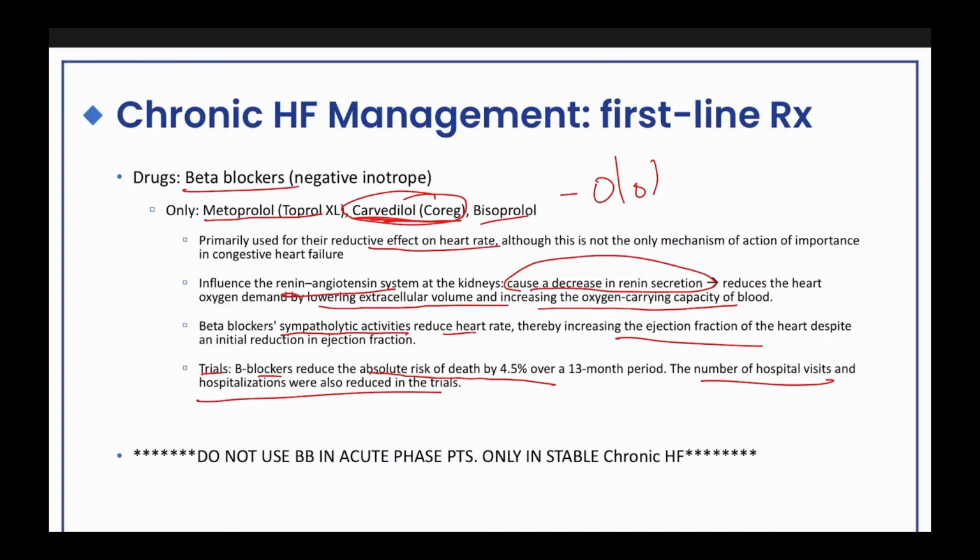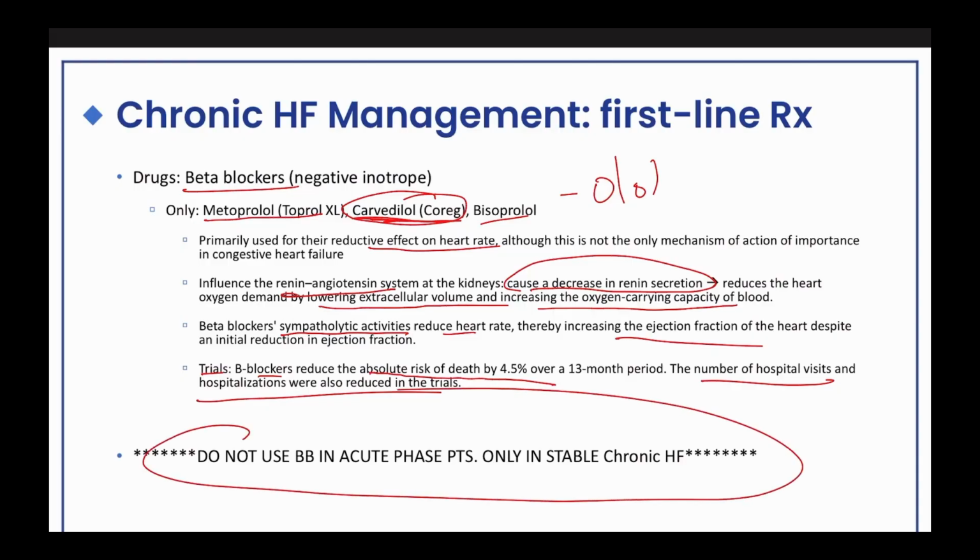So they help with chronic heart failure. This is important. Do not use beta blockers in the acute phase patient, only with the chronic. So remember, we have that mnemonic for acute exacerbation of CHF. LMNOP. There's no B there. There's no beta blocker. So you don't give it for acute.